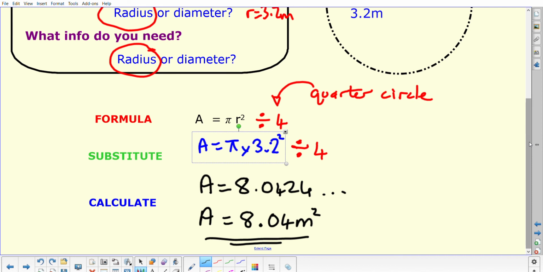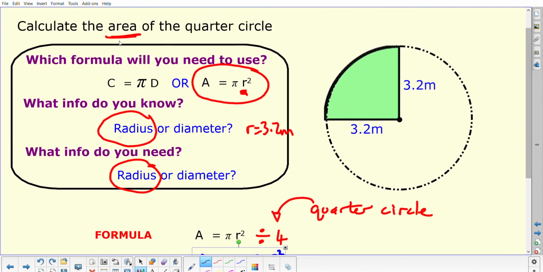So try to use this sort of approach: what formula do you need to use? What information do you know from the diagram? What information do you need to be using the formula? Try to use that to think through before you just launch into doing a calculation. And I would maybe suggest going back through the video. You could pause and copy down some diagrams if you think it will help you with your notes.